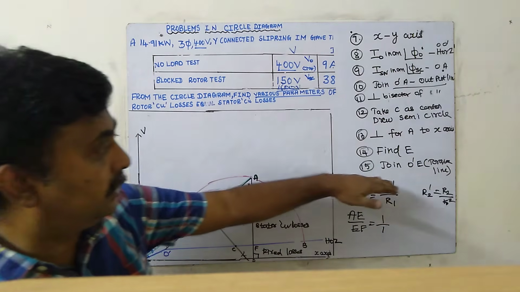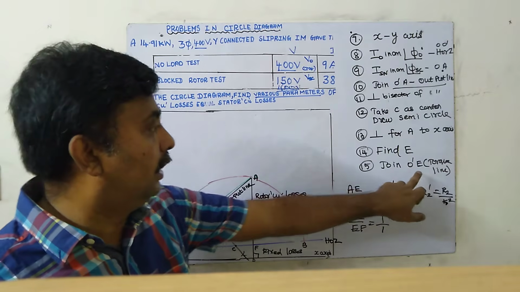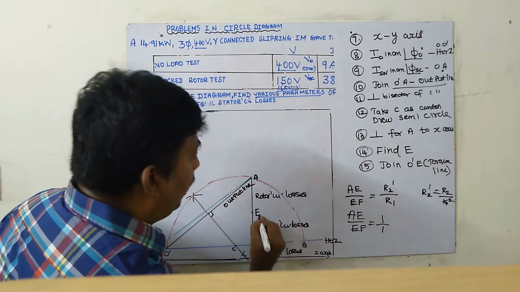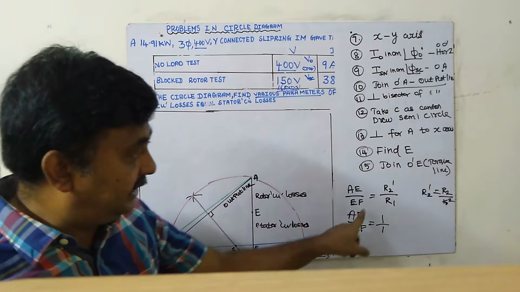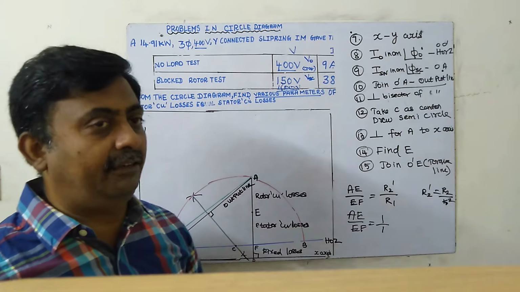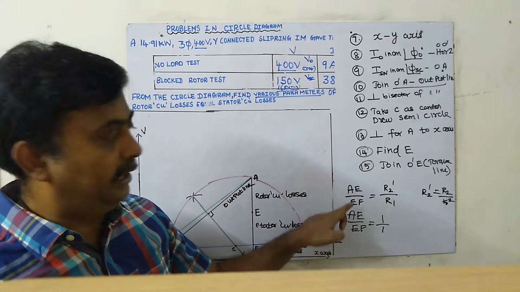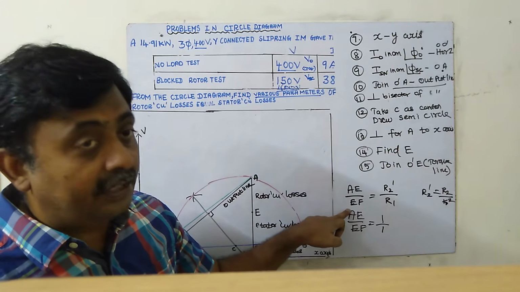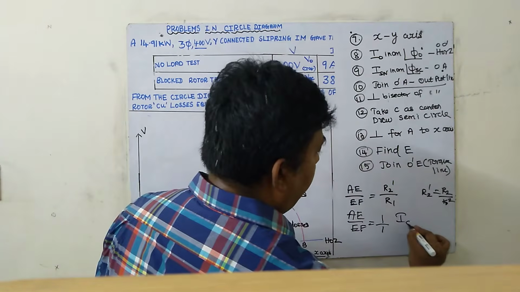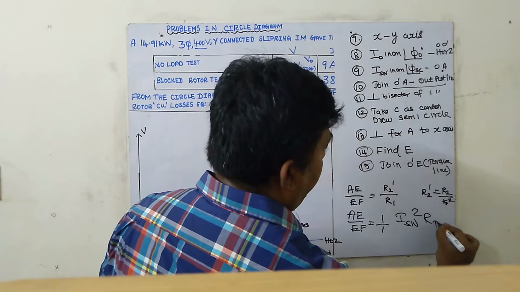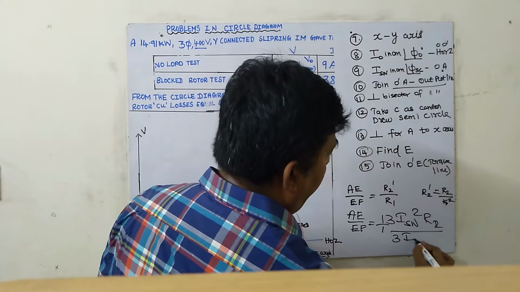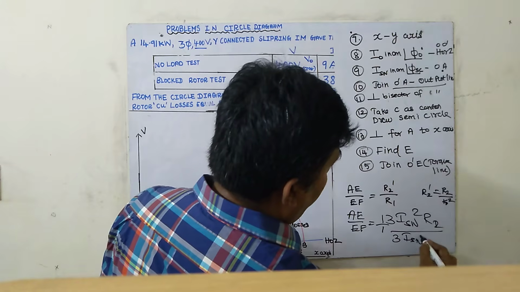Okay, this is the procedure. Now we have to join O dash E. How to find E? This is the point E. Here, this is the actual formula for the slip ring induction motor. For the squirrel cage induction motor the procedure changes slightly, but the formula is AE by EF only. AE is rotor copper losses, EF equals stator copper losses at short circuit condition. Short circuit condition means rotor copper losses 3 times ISN square into R2, and stator copper losses 3 times ISN square into R1.